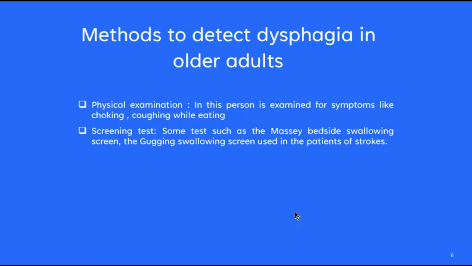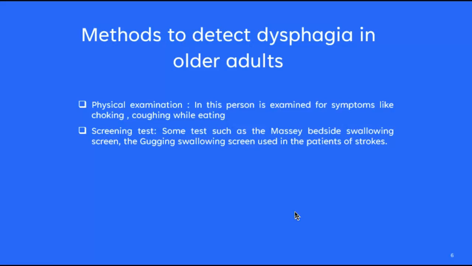There are a few methods by which we can detect dysphagia in older adults. Some of them are physical examination, like if you find a person who is coughing and choking while eating, and they feel like they are about to vomit, or they don't like to eat because it pains when they eat. These are the symptoms you look for in a physical examination to see whether a person is suffering from dysphagia or not.